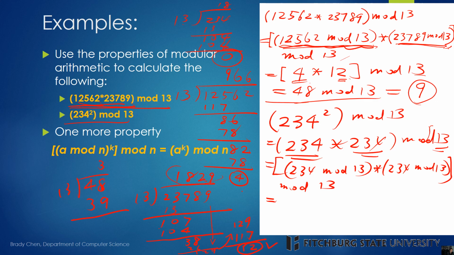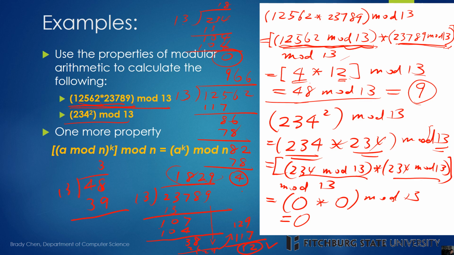234 divided by 13, we got remainder 0. So this is 0. Times, this is the same, right? 0 mod 13. What's the result? 0, right? It's pretty simple. So in this problem, we save a lot of time because we don't have to calculate 234 squared. Because once we calculate, it's going to take a lot of time, and then with the result, mod 13, we eventually get 0. So this is good.